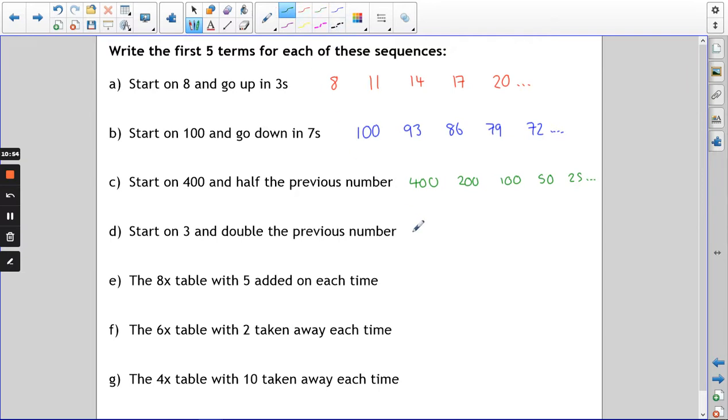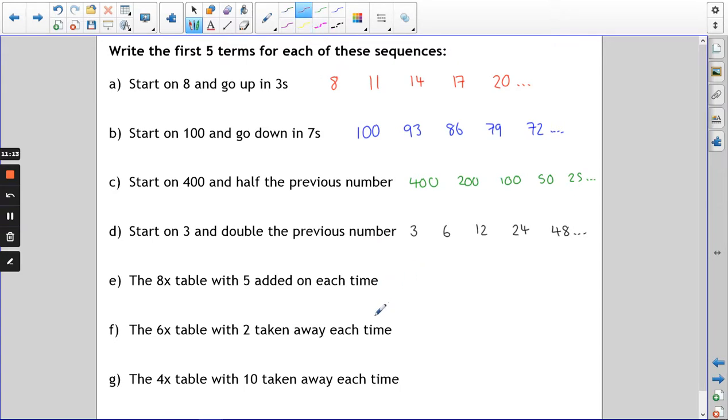Okay, for the next one we're going to start on 3 and double, so 3, double 3 is 6, double 6 is 12, double 12 is 24, and double 24 is 48. Okay, you won't want to go much further with that because numbers will get massive.